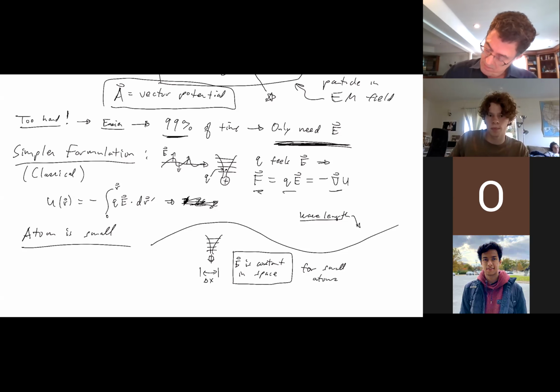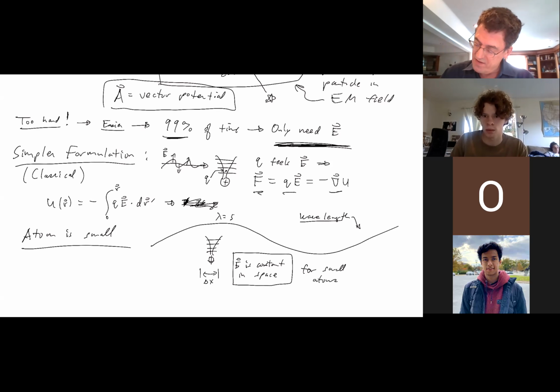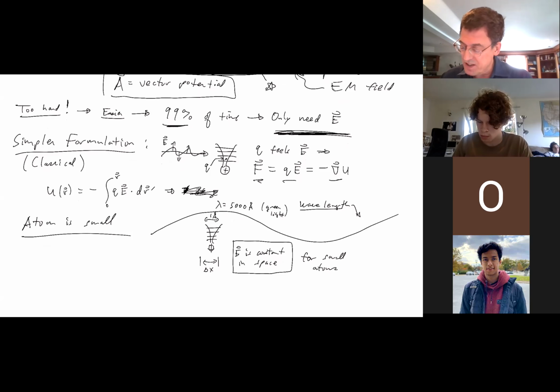Like 600 nanometers or something? That's right. Let's say 500. So lambda equals 500 nanometers. That's 5,000 angstroms for, let's say, green light. And what is the size of an atom? An angstrom. Exactly. 1 angstrom. So this approximation is quite good. All right, for most things, this approximation is great.